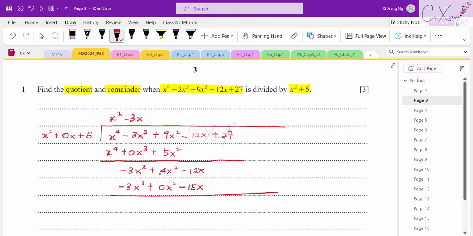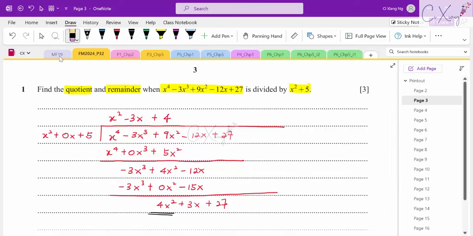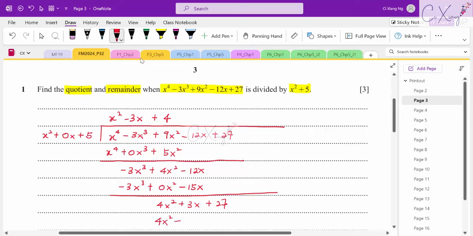Okay, second term here, 4x squared minus 0x squared, I'm having 4x squared. Negative 12x minus negative 15x, I'm having positive 3x. Then again, I pull down the remaining term, which is 27. Then again, focus on the first term, 4x squared and also x squared. Something multiplied with x squared to get 4x squared. So the something there should be a 4. So 4 multiplied with x squared, I'm having 4x squared. 4 multiplied with 0x, I'm having 0x. Then 4 times 5, I get a 20.